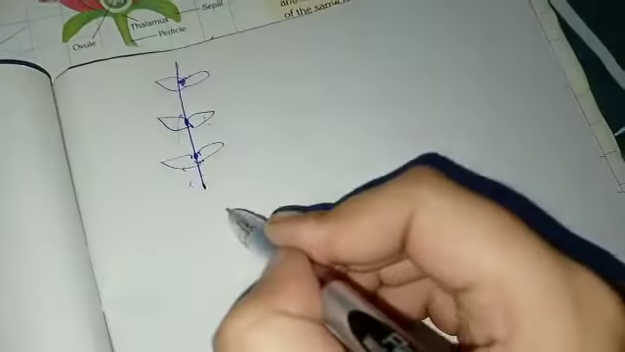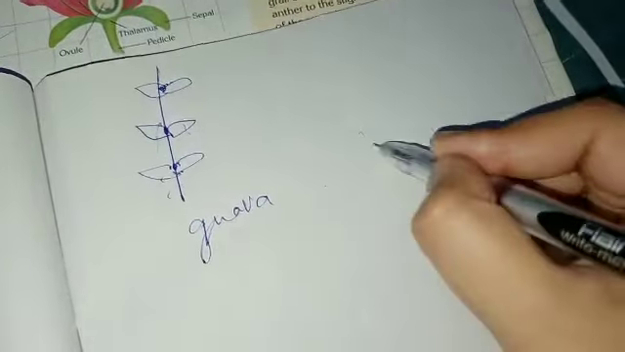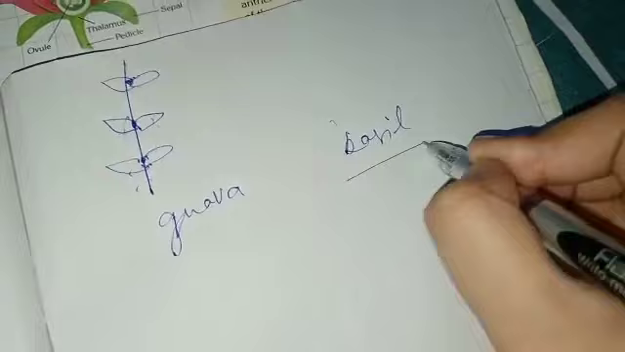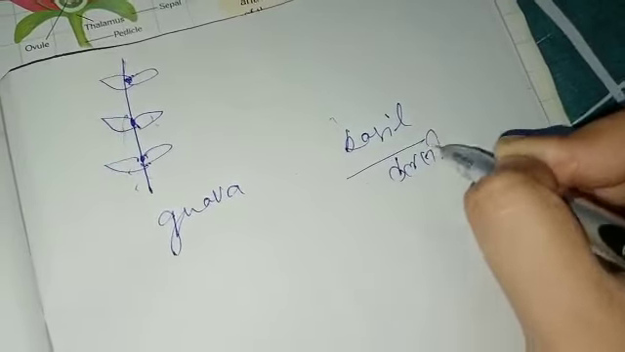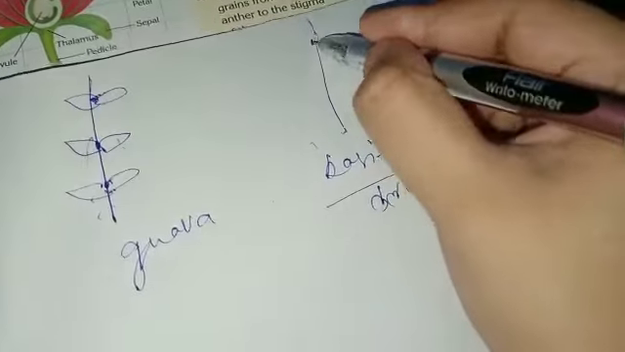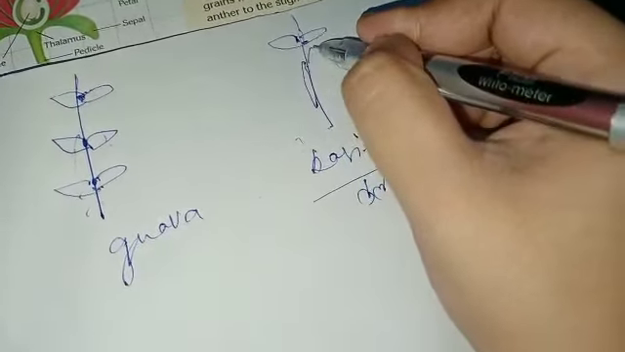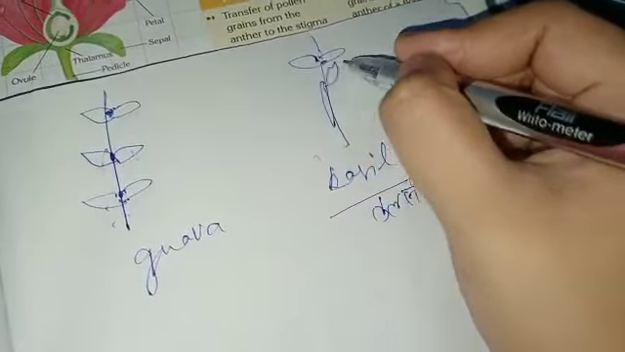for example, in which plants? In guava. And in basil, students, in basil means tulsi. In the tulsi plant, what happens? At one node the two leaves are like this, so at the other node the two leaves will be in this direction, means at right angle to each other.